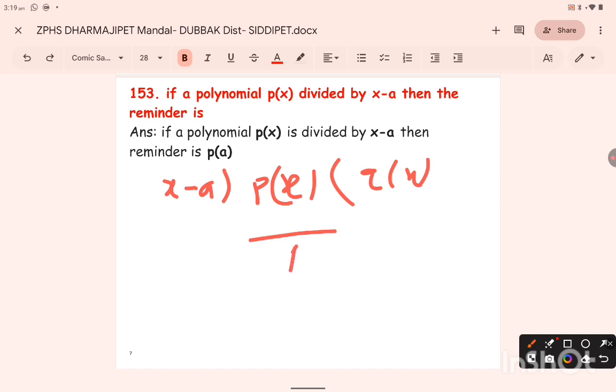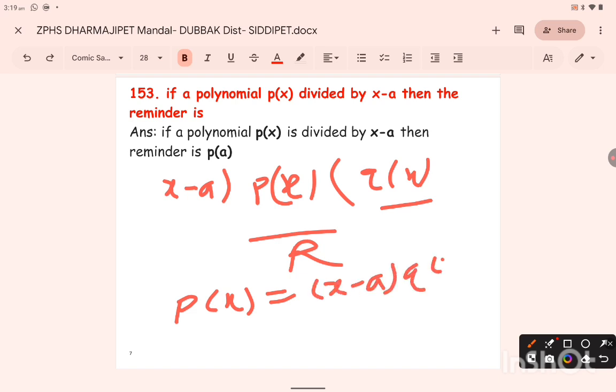Take q of x as the quotient, and also take the remainder as capital R. When p of x is divided by x minus a, q of x is the quotient, capital R is the remainder. According to the division rule, dividend is equal to divisor into quotient plus remainder. That means p of x equals divisor x minus a into q of x, divisor into quotient, plus remainder R.